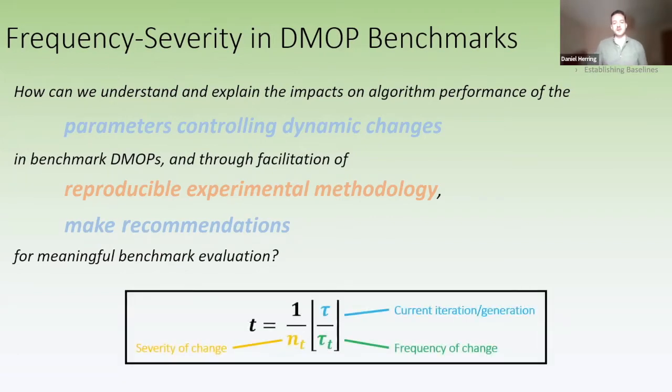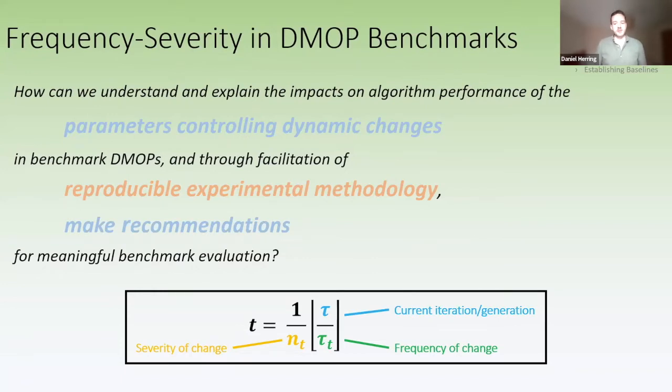The frequency and severity parameters are key to defining the nature of changes. The formula shown here is the most commonly employed strategy for controlling these factors, using parameters for the frequency, the tau t, and the severity nt, as shown in the formula. A larger value of nt results in smaller changes as the difference between successive t values is lower. Larger values of tau t result in a longer time delay between changes. Naturally, we can imagine that a high frequency, high severity instance of a problem may pose a different level of challenge than an instance with low severity and low frequency.